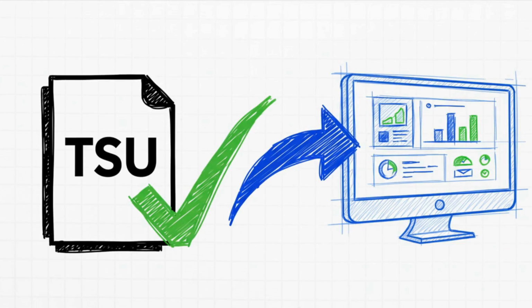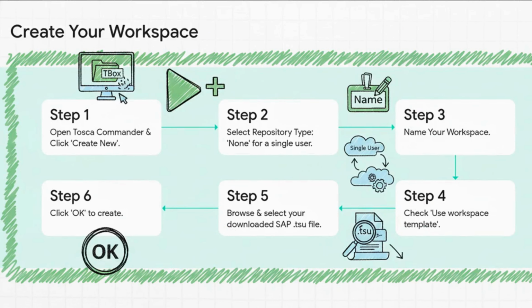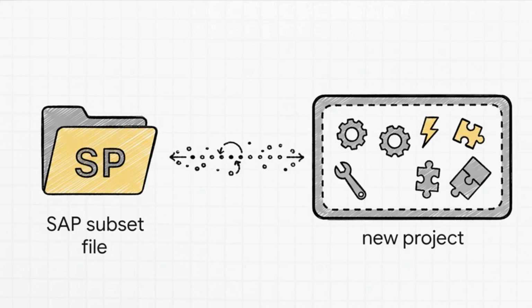Okay, now that you've got your subset file, you're all set to actually build the workspace. It's really just these 6 steps. Let's quickly walk through how you create your new workspace. So right now, Tosca is doing the heavy lifting, importing all those pre-built SAP tools for you.